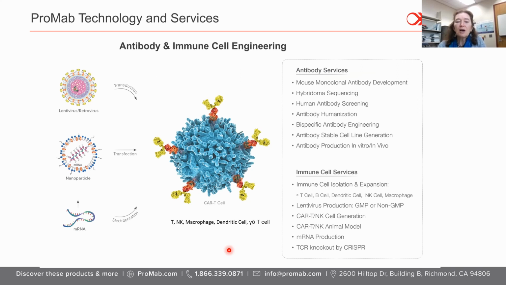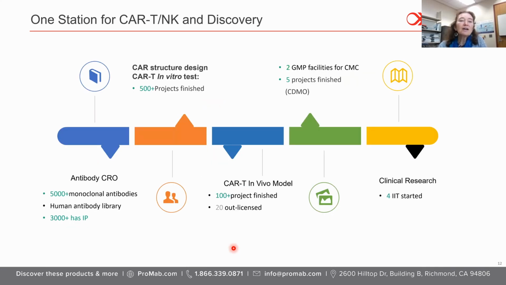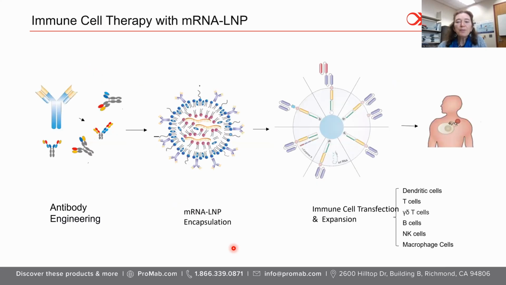And also recently, we started using our antibodies for generating CAR-T and CAR-NK cells. And we do also different CAR discovery from antibody to CAR generation and in vivo models. And then also we have GMP facilities and develop CAR-T cells for clinical research. So, on the next slide, I will show you how mRNA can be used with the NanoGenerator and creating nanoparticles.